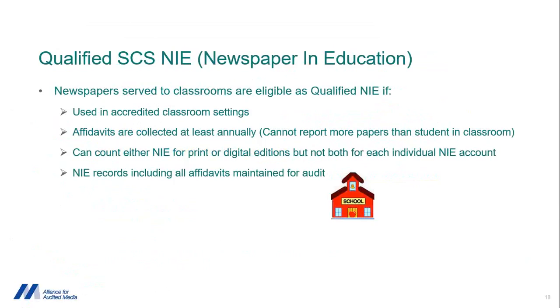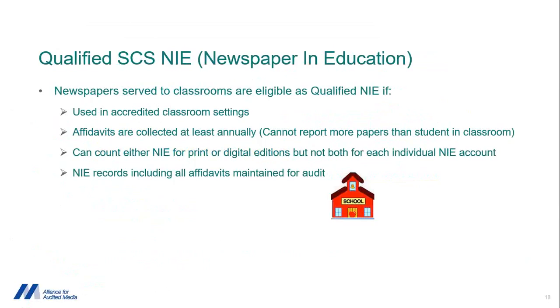Now we're going to get into qualified single copy sales. Again, this is non-paid distribution, but instead of being a subscription, it is for single copy units. In this instance, this is for newspaper in education, NIE. In order to qualify as newspaper in education, it's being used for an accredited classroom setting, meaning it's going to an elementary school, junior high school, college. It could also be used for any accredited classroom type of program. So you could count those for homeschooling as long as it's an accredited homeschool program.